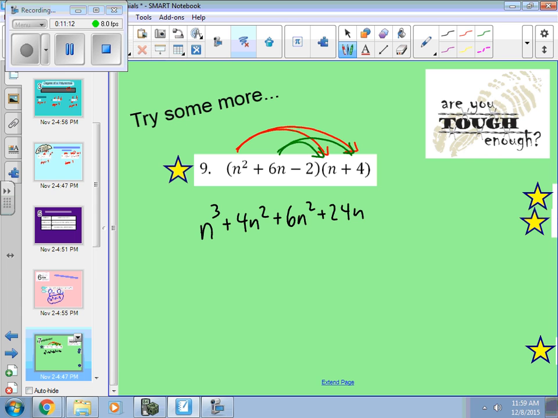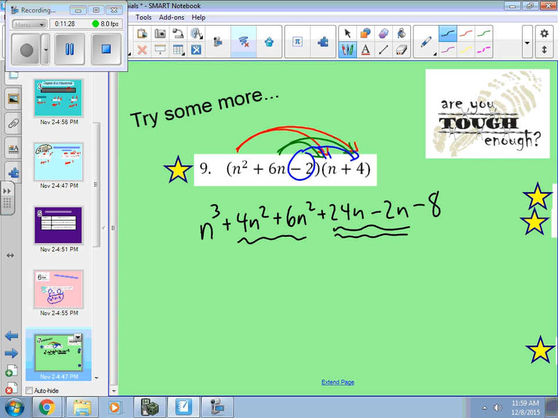Finally, we got to take this negative 2 now and distribute. So if we distribute that, that's going to be minus 2n. And negative 2 times 4 is negative 8. Now we got to see, is there any like terms? Yeah, these two are like terms. And these two would be like terms.